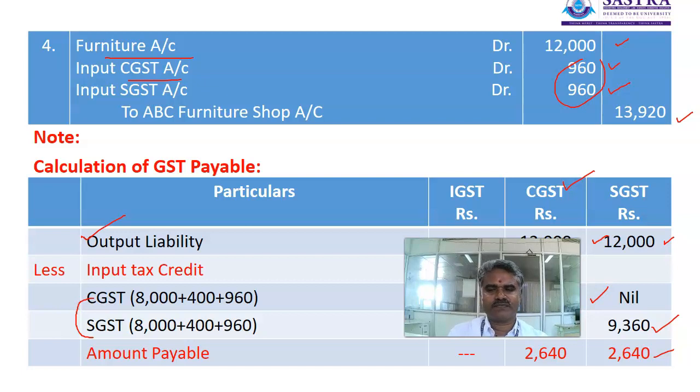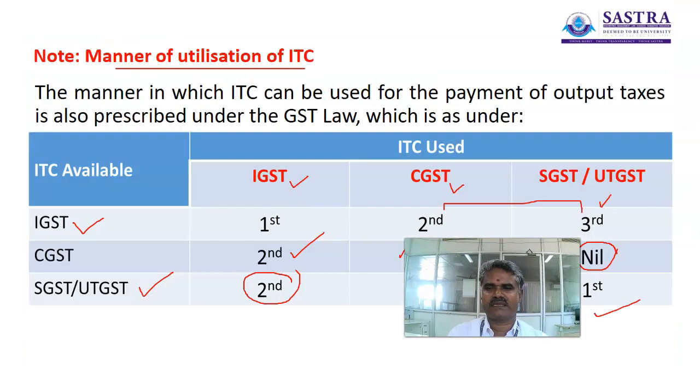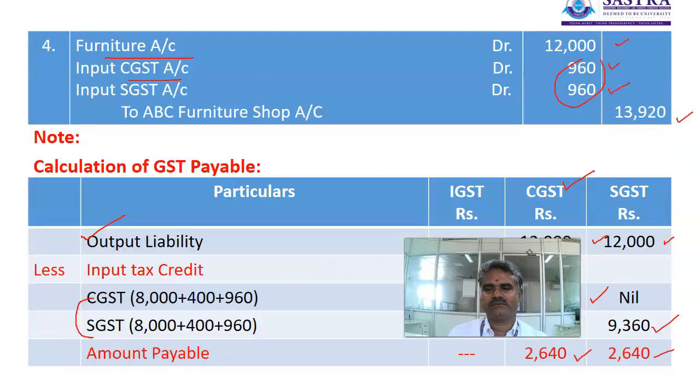Okay. So what is the final output tax payable in CGST? 2,640, 2,640. Very simple. Okay. This is the manner of utilization. You remember this slide here. Yeah. This is what we use there.